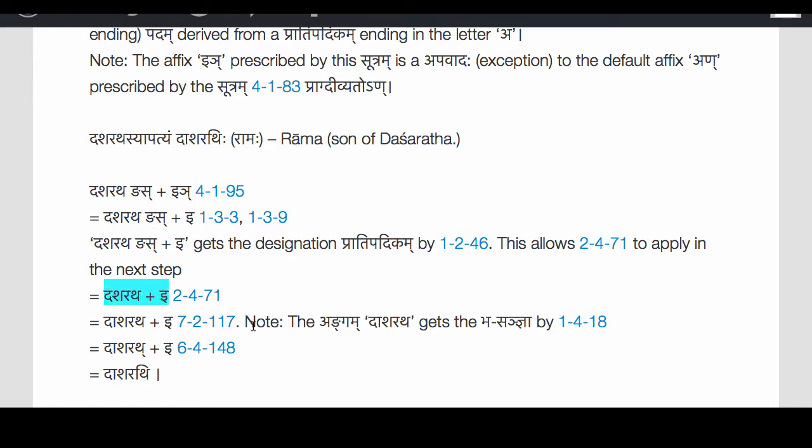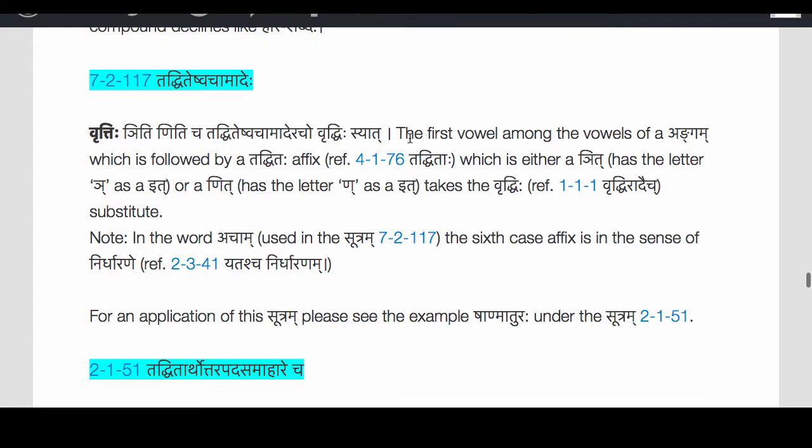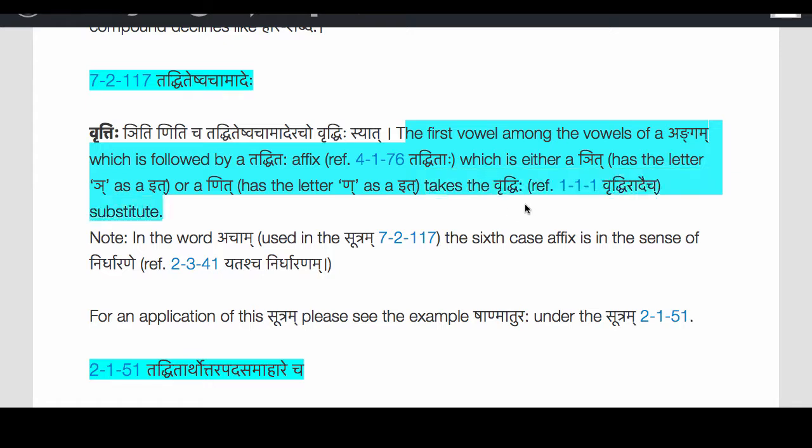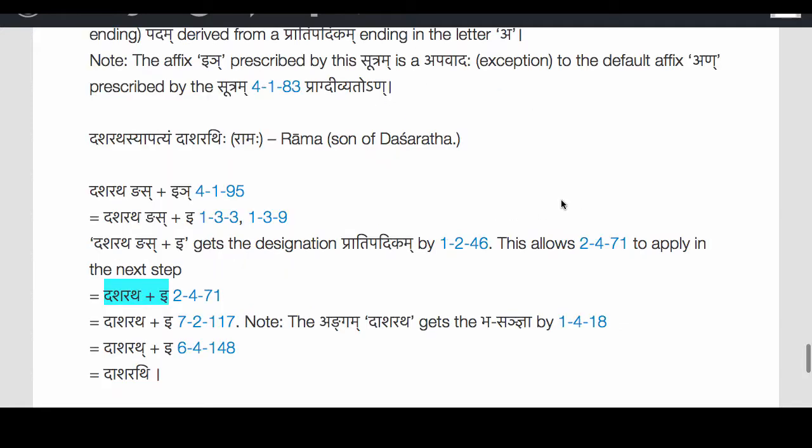Now we apply 72117. Taditesh vachamadehe tells us that the first vowel among the vowels of a angam, which is followed by tadita affix, which is either a nyit, has the letter ny as a it, or a nit has a letter n as a it, takes the vriddhi substitution. We are currently using the affix in, which of course has the letter ny as a it, so we perform the vriddhi substitution in place of the first vowel a of the angam Daśaratha. So we now have Daśaratha plus e.